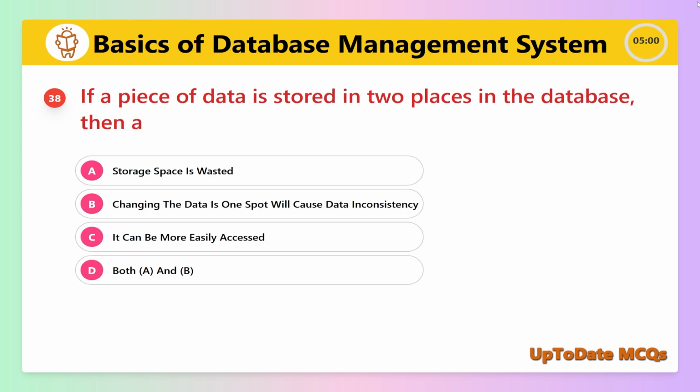If a piece of data is stored in two places in the database, then A. Storage space is wasted. B. Changing the data in one spot will cause data inconsistency. C. It can be more easily accessed. D. Both A and B. The correct answer is option number D. Both A and B.